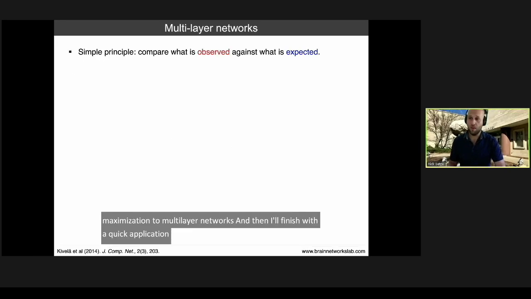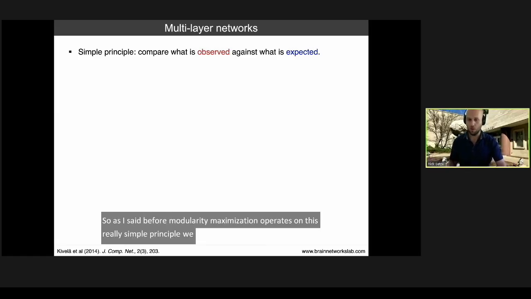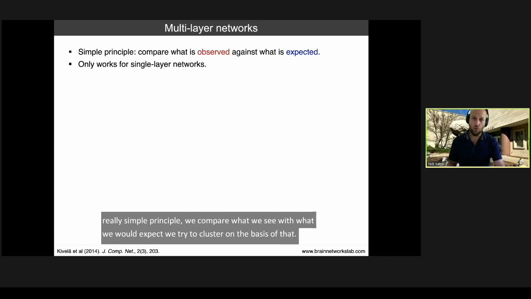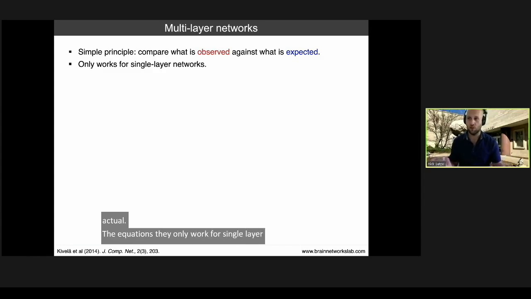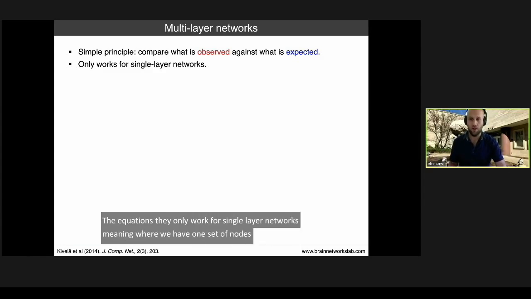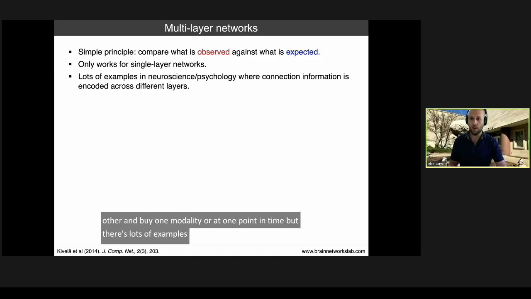So, as I said before, modularity maximization operates on this really simple principle. We compare what we see with what we'd expect. We try to cluster on the basis of that. Now, the way I described this to you previously, the equations only work for single layer networks, meaning we have one set of nodes connected to each other by one modality or at one point in time.